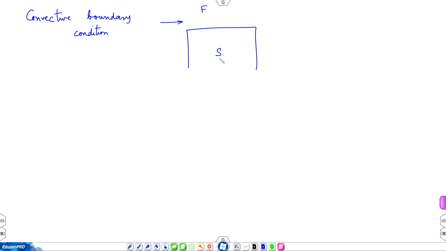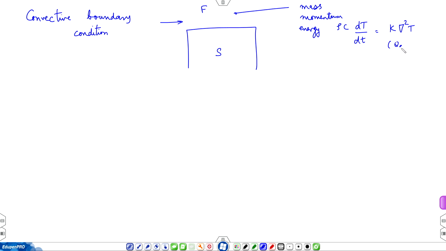So, say this is the problem where you have a fluid medium and you have the solid medium. So, what are the equations you will solve here? Mass, momentum and energy, which is rho c, and let us say q gen is 0. So, these are the equations you will solve in the fluid phase.